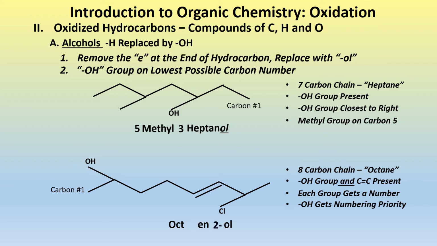So I would have an octenol, where since each group gets a number, the OH is on carbon 2, the double bond starts on carbon 5, so it's an oct-5-ene-2-ol, and the chloro group winds up on carbon 7, giving the complete name 7-chloro-oct-5-ene-2-ol.